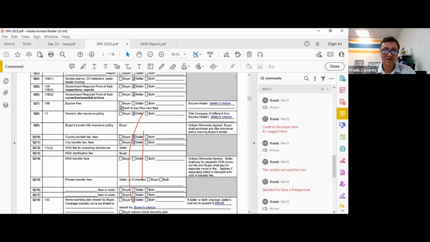You take care of your side. Even if the seller is crediting the buyer the money, it's not necessarily the seller taking care of it. So you wouldn't necessarily check that box, because what you're saying is that the money the seller is giving to me, I'm using it to take care of my own side. And then, of course, I put seller's choice of escrow here.